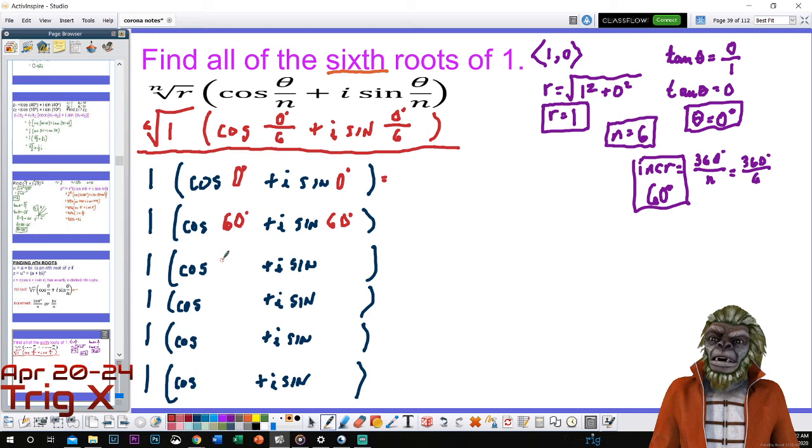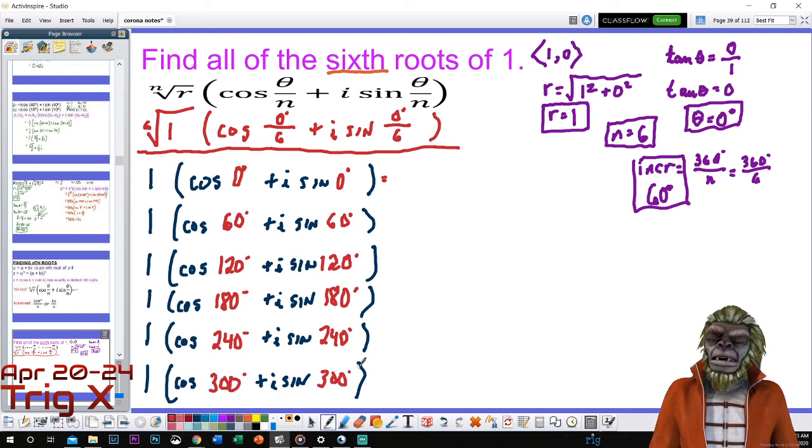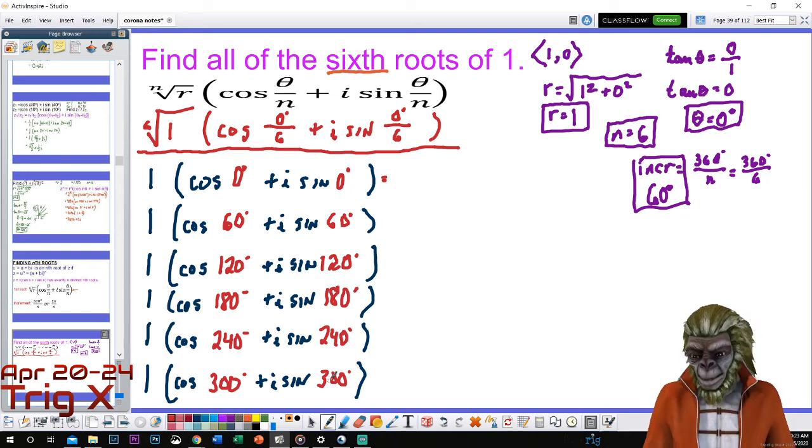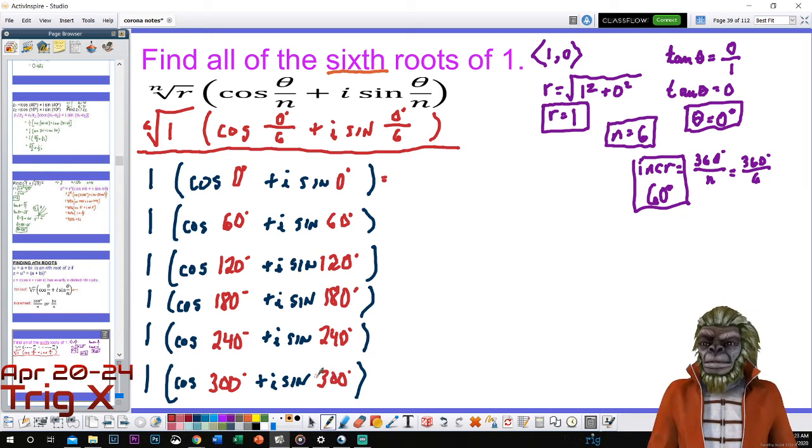Alright, so I'm going to add 60 more to 60, and then add 60 more to that. It's 180. Add 60 more to that, 240. Add 60 more to that, that takes us to 300. And if for some reason I went crazy and kept going and added 60 more to that, that would have given me 360 degrees, which would have given me the same answer as 0 degrees. So I would have repeated answers again when I put it in standard form.